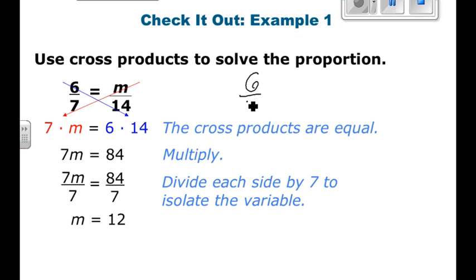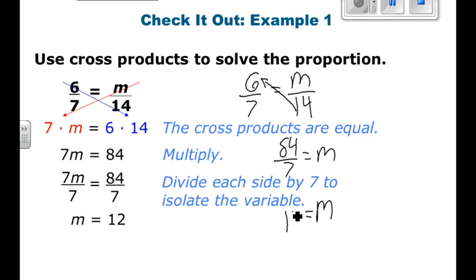We know that last year you heard the rule, cross multiply and divide. That is exactly what we're doing. We're taking 6 times 14, which was the 84, and dividing by 7, which gives us the 12. This is why you are allowed to cross multiply and divide, because it's actually an equation that we are setting up.